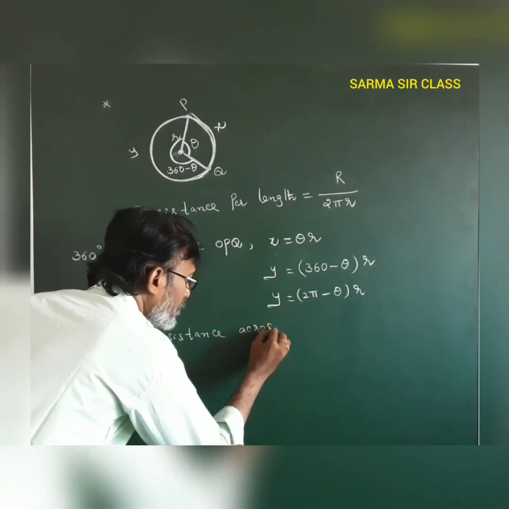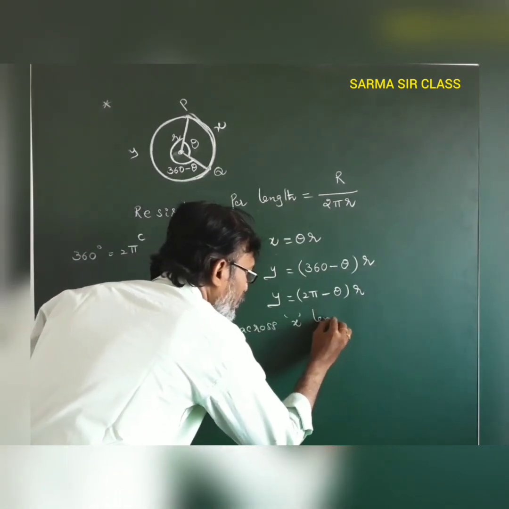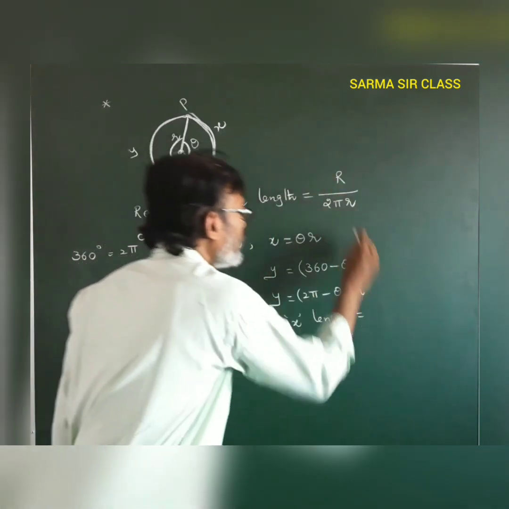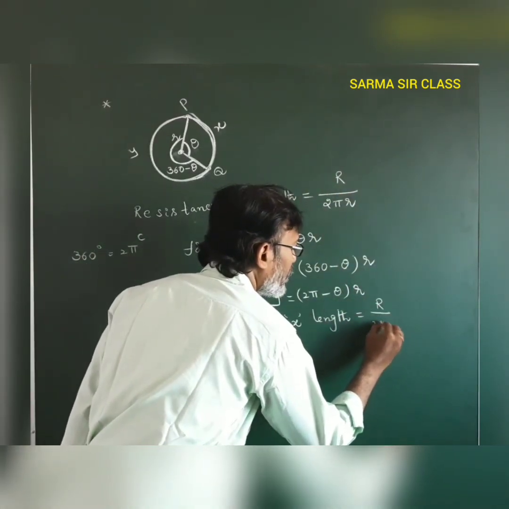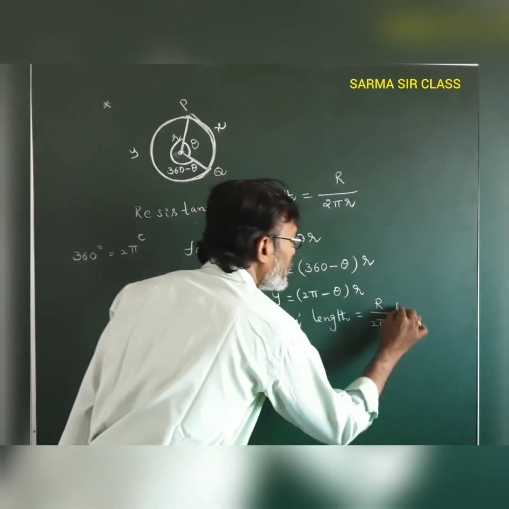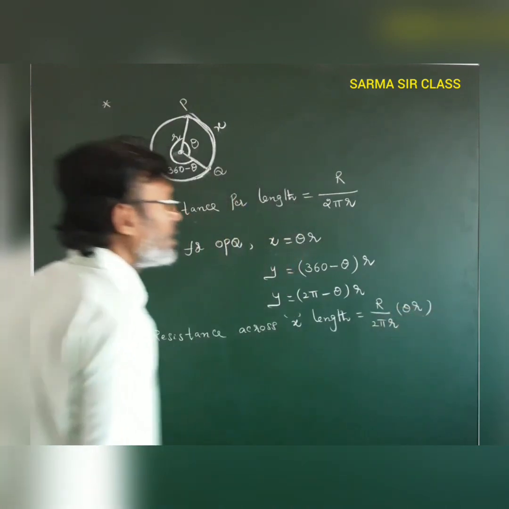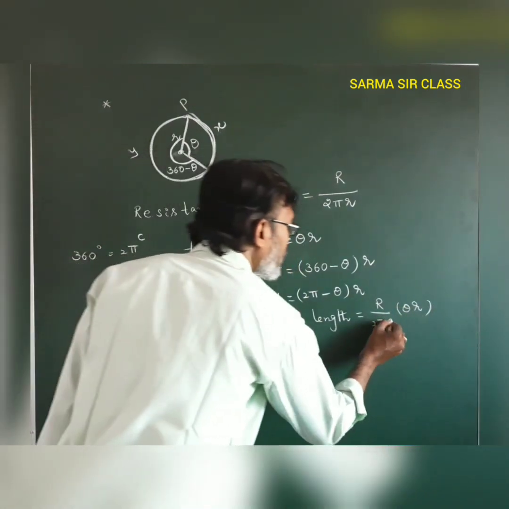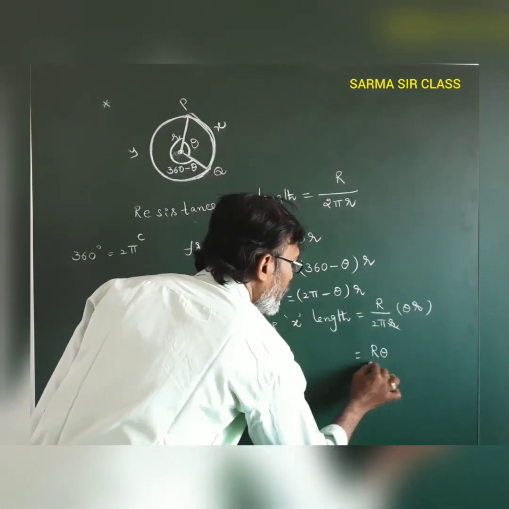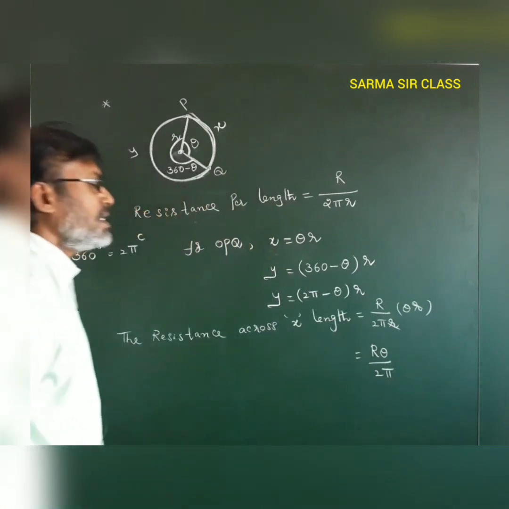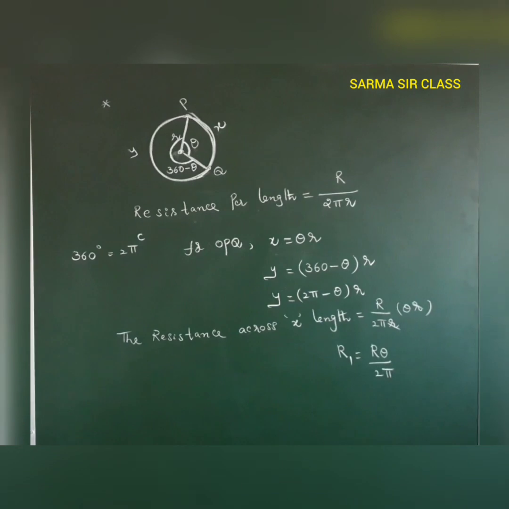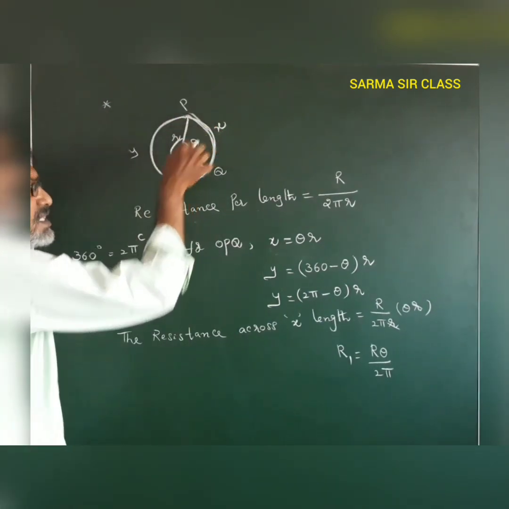across x length is equal to what's the value? So per unit length, what's the value? R by 2 pi r. Then x length, where x is equal to what's the value here? Theta r, theta into r. Then r gets cancelled. Here we can say it as R theta by 2 pi. This I am taking as R1. So the resistance of x length is R1.